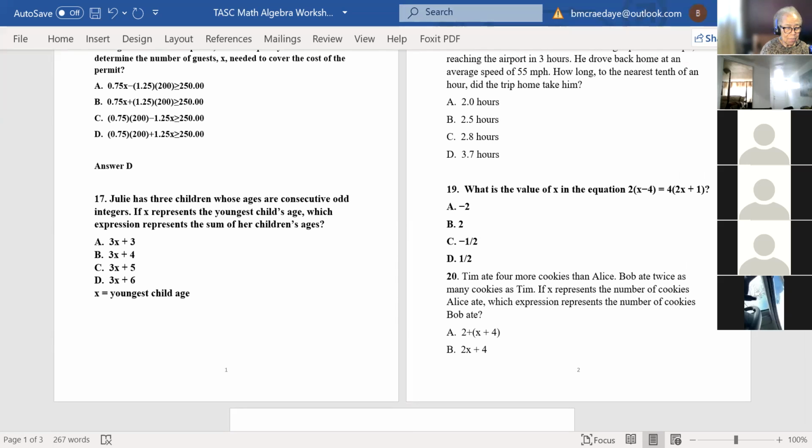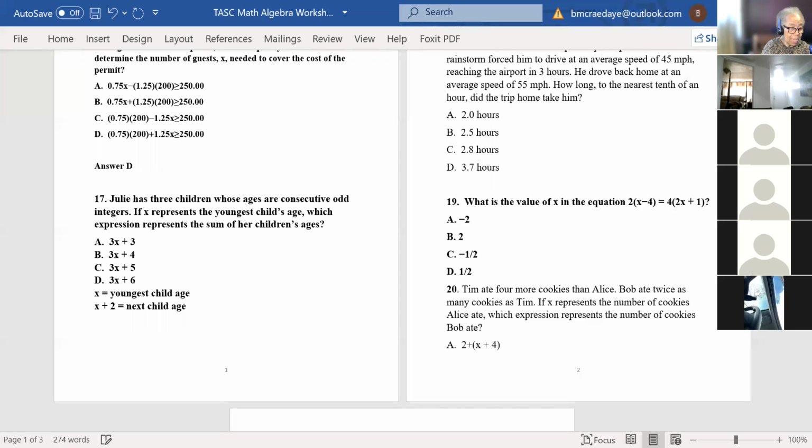You have to add X, 2X. Well, X plus 2. Remember I said to go from one odd number, you're adding a 2, right? So you have X plus 2. And she has 3 children, right? So that would be equal to the next child's age.